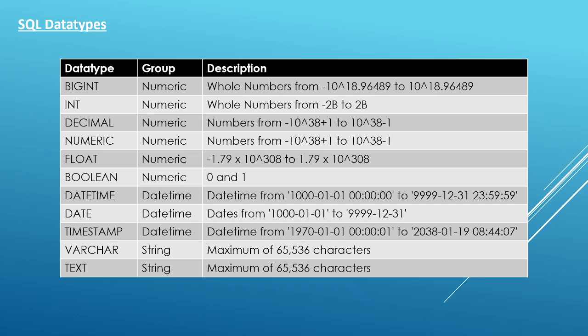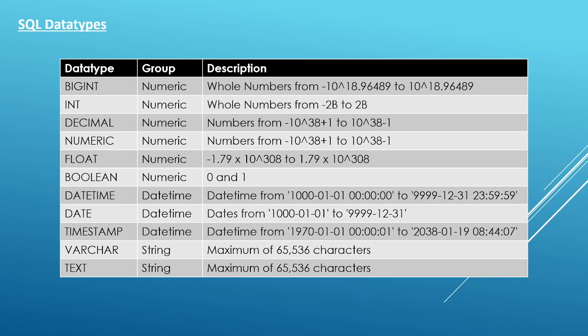Then come the datetime types, where you can see datetime and timestamp are quite similar. The only thing is the timestamp date range is quite limited, so we would prefer datetime, which can take almost any date with a timestamp in hour, minute, second format. Then we have the date type, which takes only dates, again almost the full range.